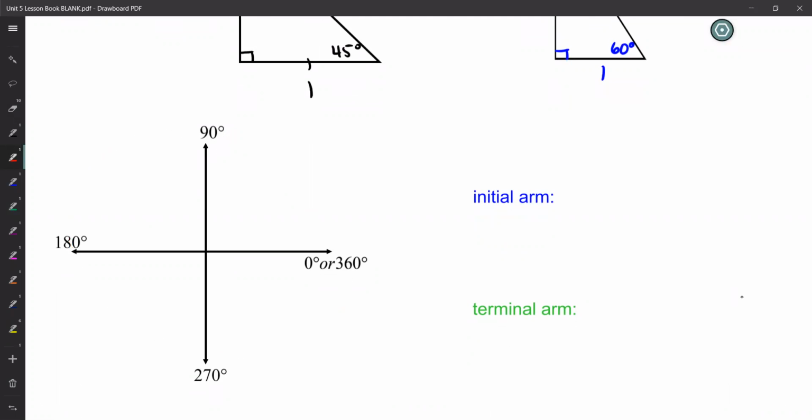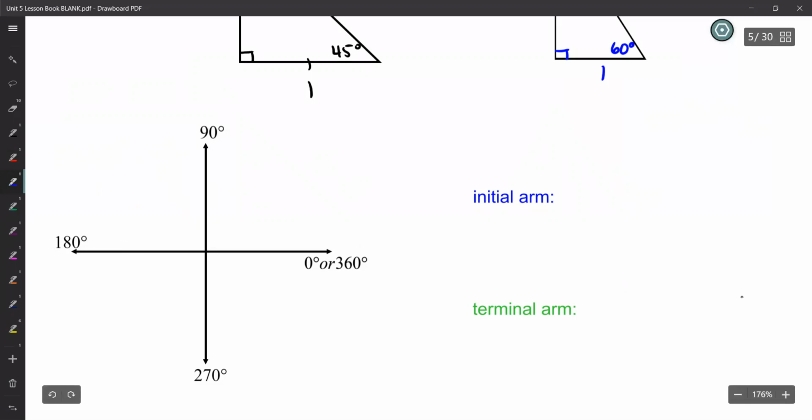360. Okay, so in the past we've literally only done angles in between 0 and 90. And that's partially because when we were dealing with right angle triangles, you can't fit anything greater than 90 in a right angle triangle, but you actually can have rotations that are greater than 90 degrees. And that's what we're going to talk about today.